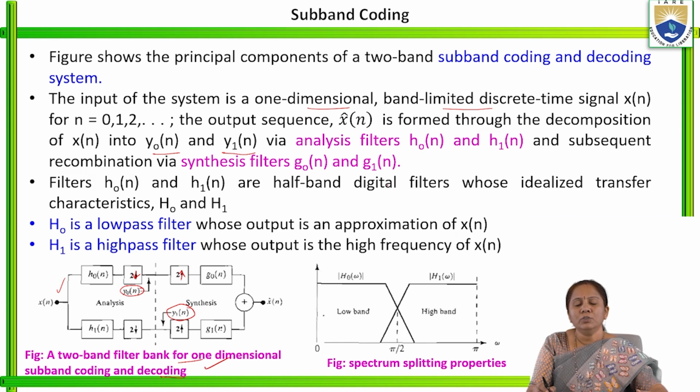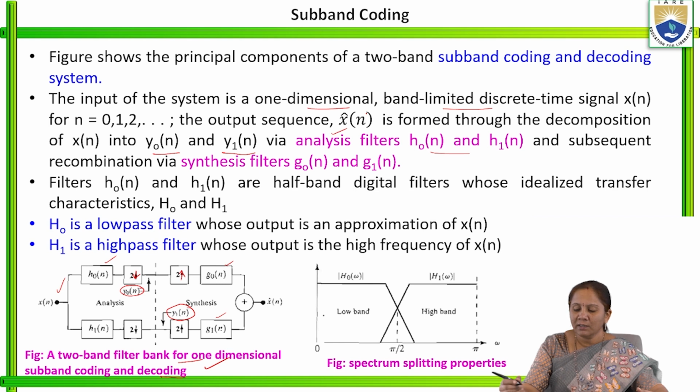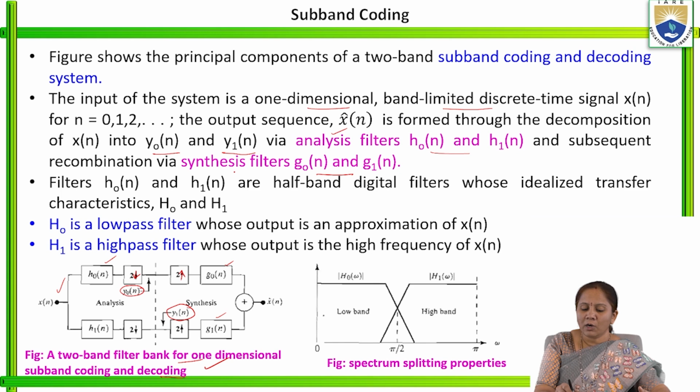During this process, different filters are used. We can see h of n is one type of filter, and g of n is another type of filter. What are h0 of n and h1 of n? They are called analysis filters, whereas g0 of n and g1 of n are another type of filters, called synthesis filters. So two types of filters are used in subbands: analysis filters and synthesis filters.